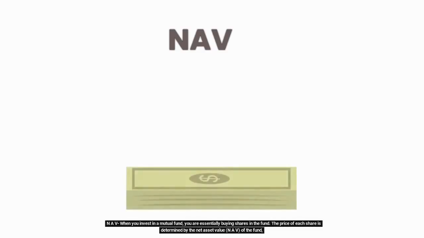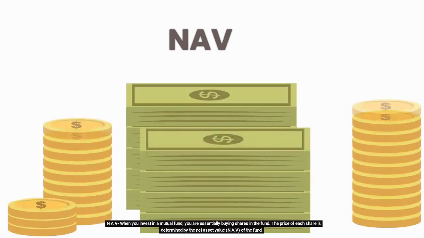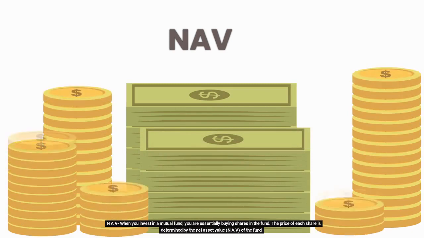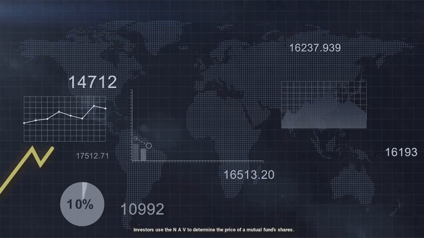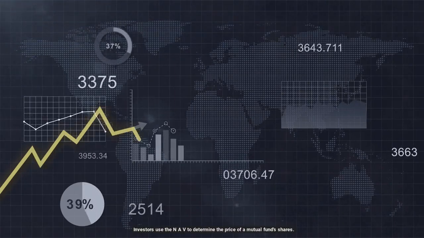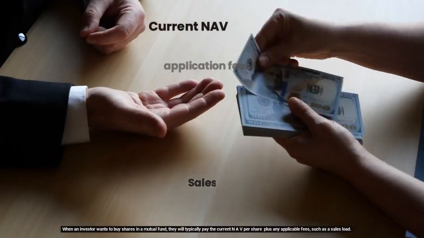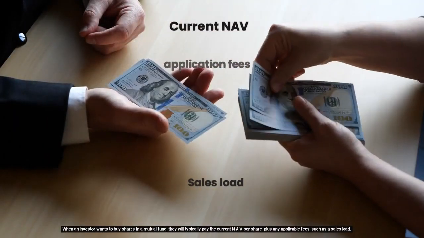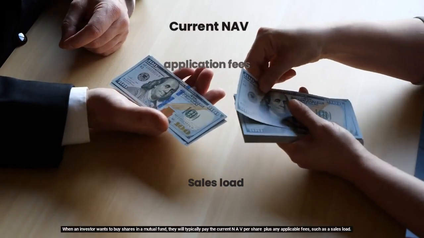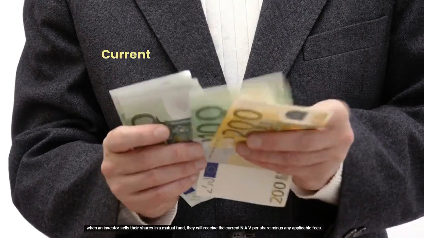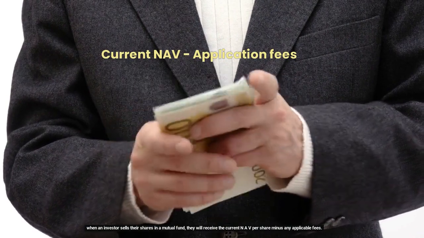NAV. When you invest in a mutual fund, you are essentially buying shares in the fund. The price of each share is determined by the net asset value, NAV, of the fund. Investors use the NAV to determine the price of a mutual fund's shares. When an investor wants to buy shares in a mutual fund, they will typically pay the current NAV per share plus any applicable fees, such as a sales load. When an investor sells their shares in a mutual fund, they will receive the current NAV per share minus any applicable fees.